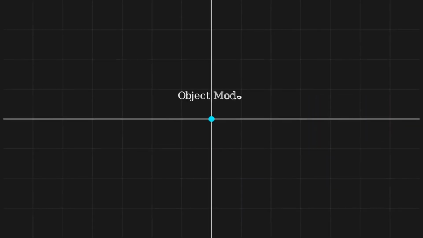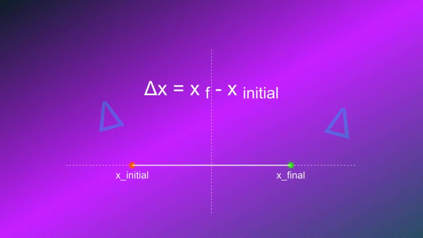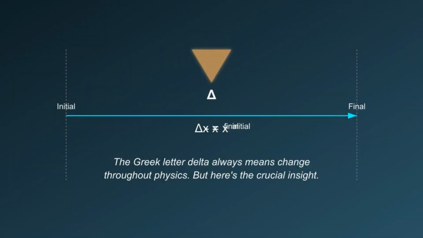Now, let's talk about displacement. This is where physics gets its first dose of mathematical precision. Displacement is defined as the change in an object's position. We write this as delta x equals x final minus x initial. The Greek letter delta always means change in throughout physics.